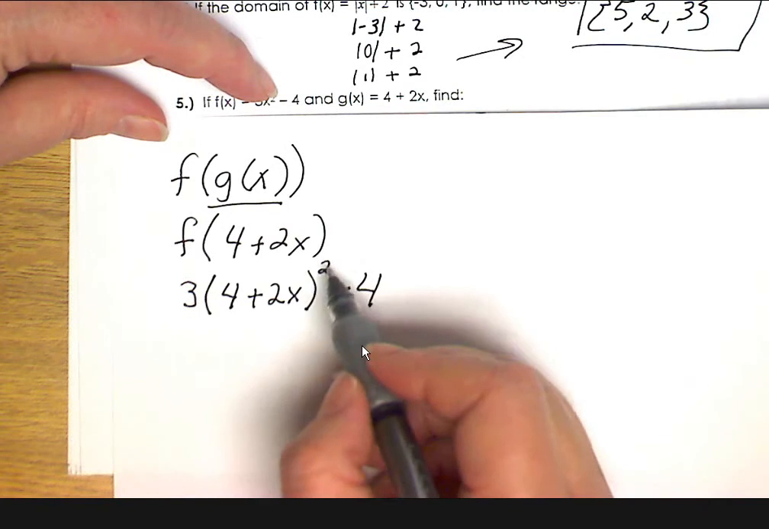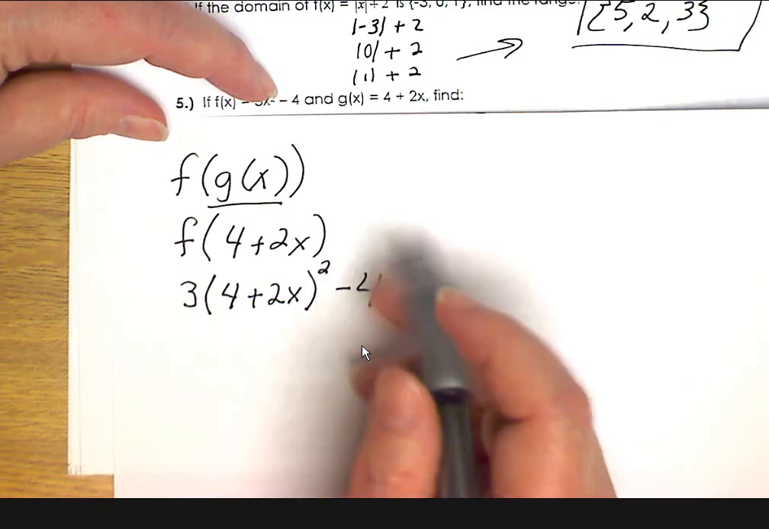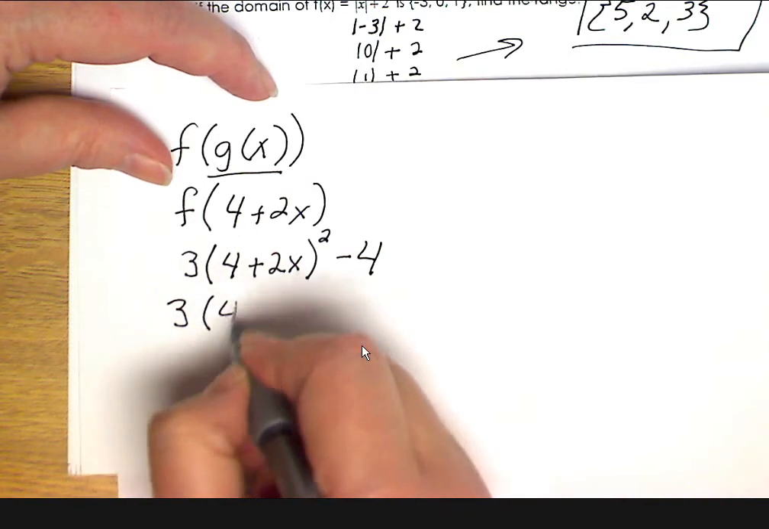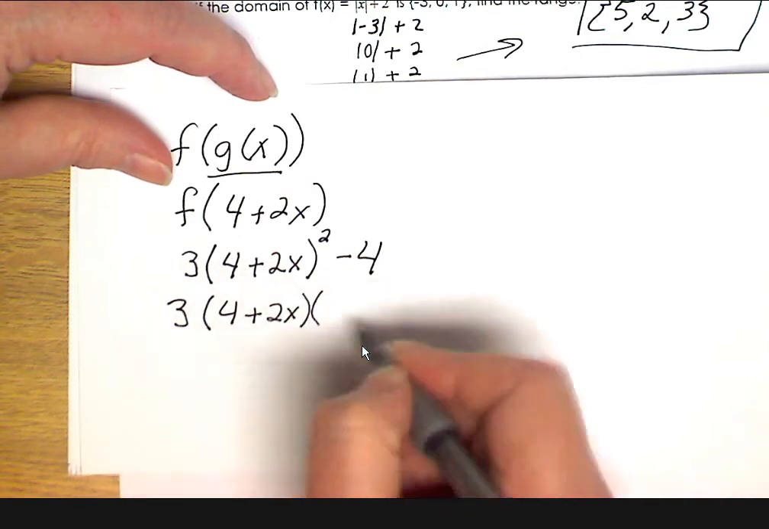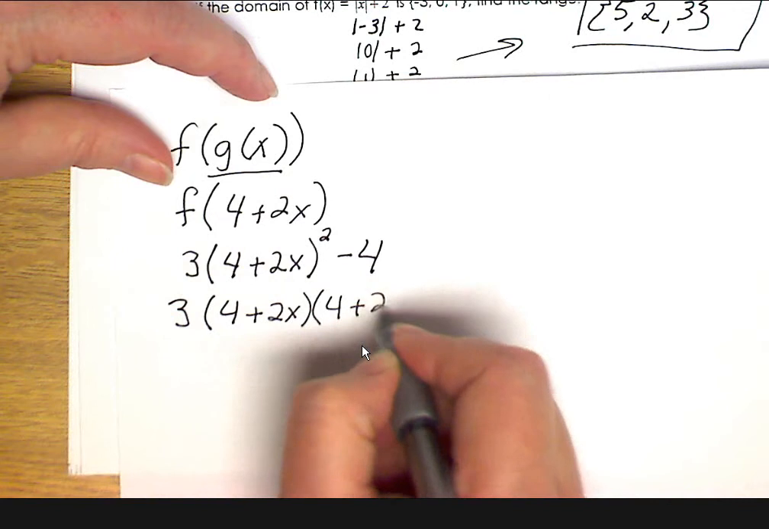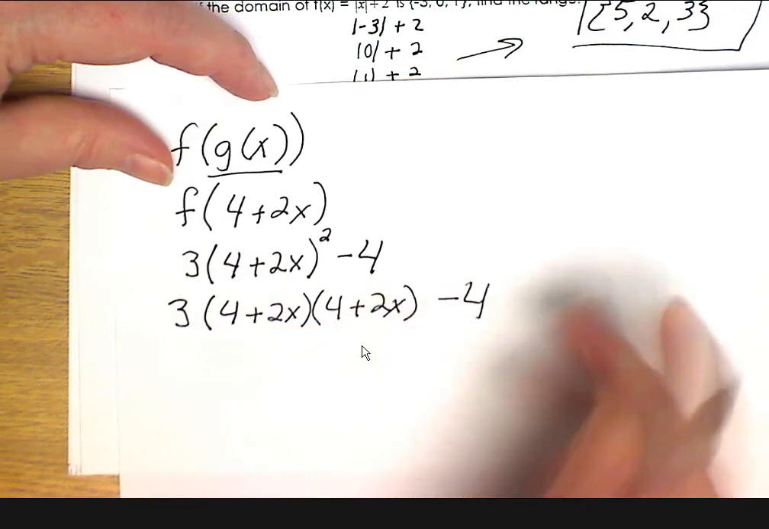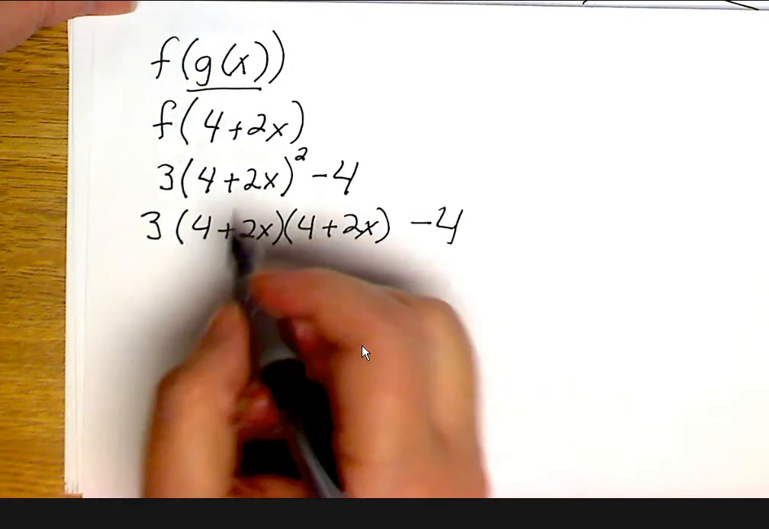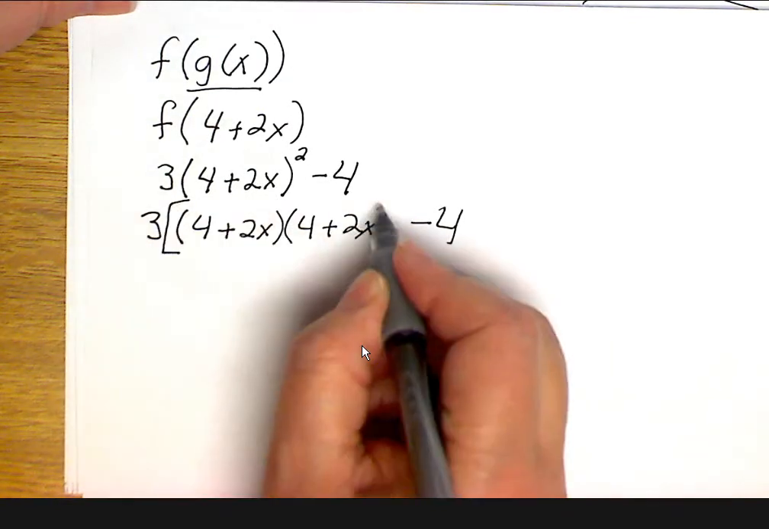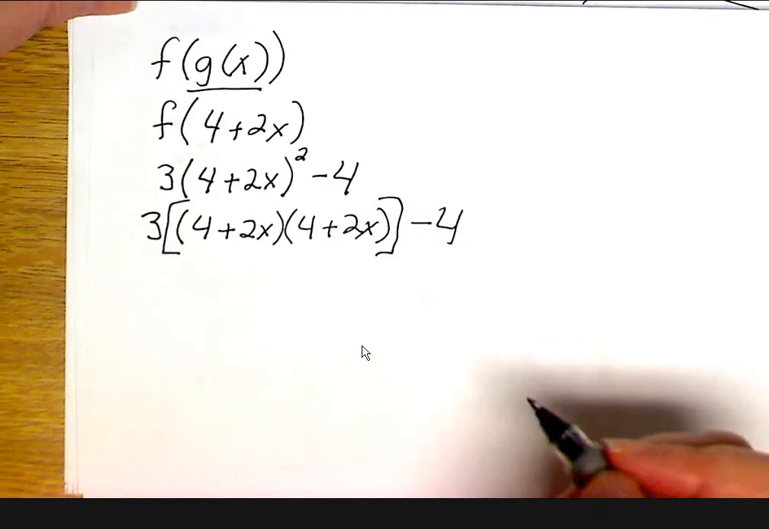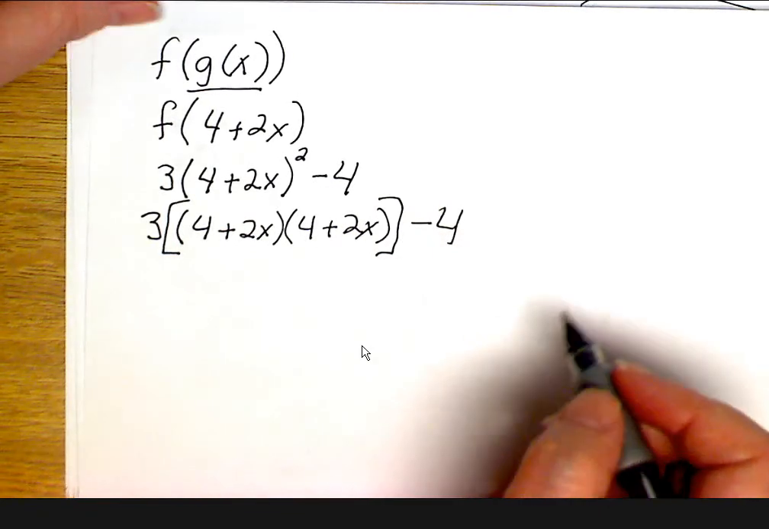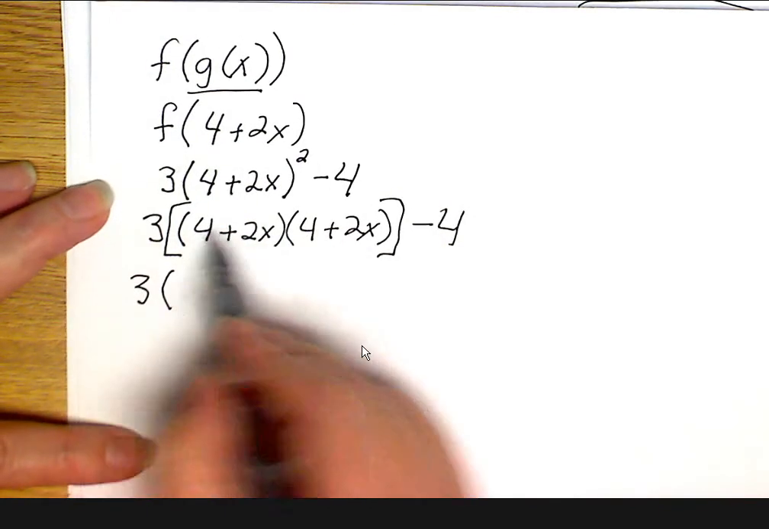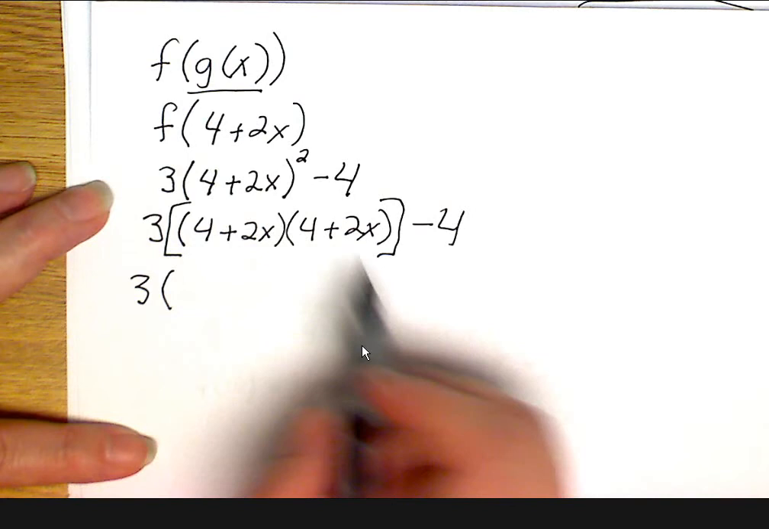Now, remember when you have the square, what does that mean? It means 3 times 4 plus 2x times 4 plus 2x minus 4. Why I'm putting this around here is because that's the part we have to do first. So all I'm going to do is bring down my 3 and put a parenthesis, and I'm going to solve this out.